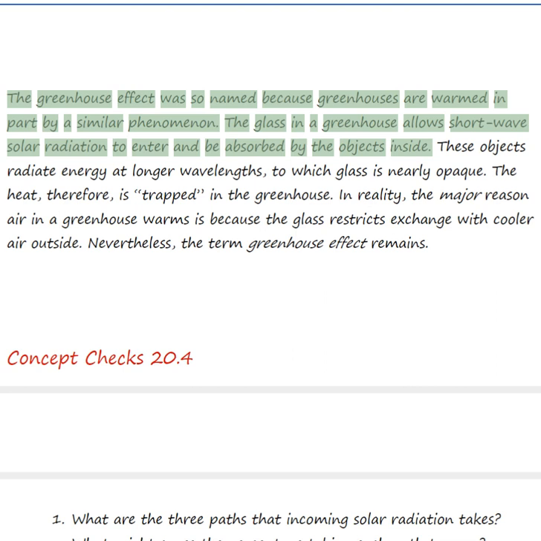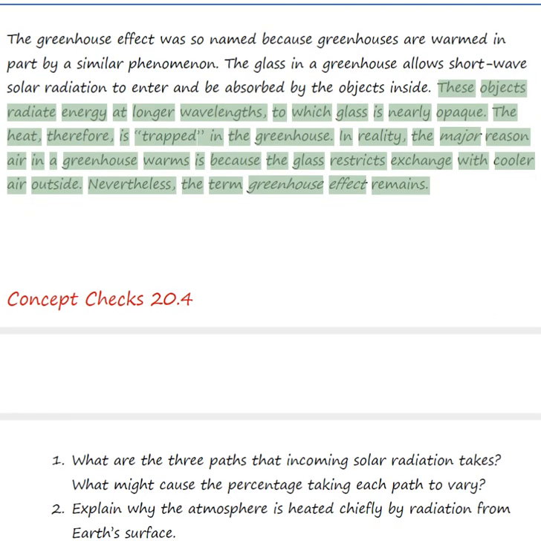The greenhouse effect was so named because greenhouses are warmed in part by a similar phenomenon. The glass in a greenhouse allows shortwave solar radiation to enter and be absorbed by the objects inside. These objects radiate energy at longer wavelengths, to which glass is nearly opaque. The heat, therefore, is trapped in the greenhouse. In reality, the major reason air in a greenhouse warms is because the glass restricts exchange with cooler air outside. Nevertheless, the term greenhouse effect remains.